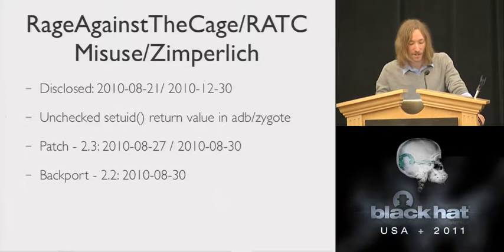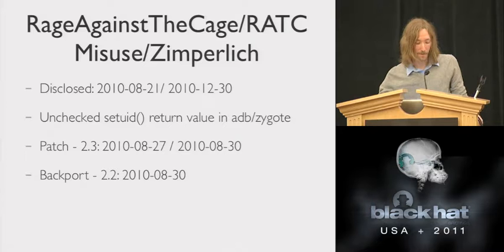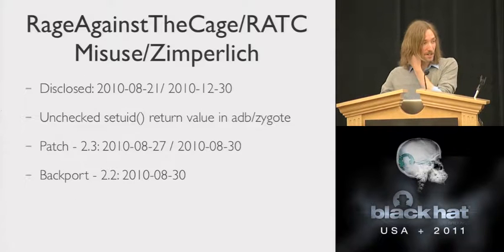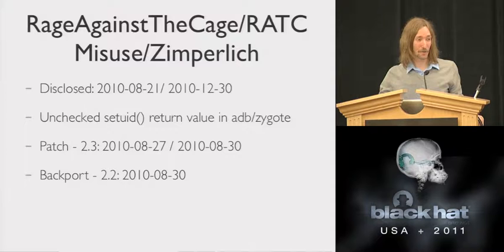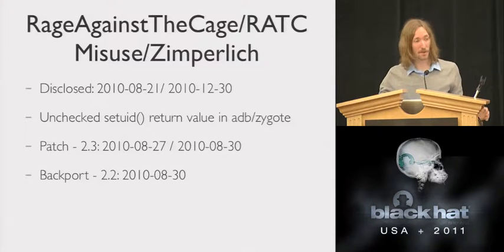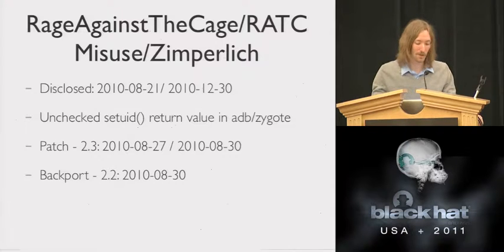So Rage Against the Cage and Zimperlich. This was a bug that was exploiting a return value that wasn't checked in setuid. So essentially they were maxing out the number of processes allowed for a user. And the first bug, Rage Against the Cage, is in ADB. So they would max out the number of processes, and at that point when they would spawn another one and try to drop privileges, they weren't able to do that, and so it would just continue running as root.